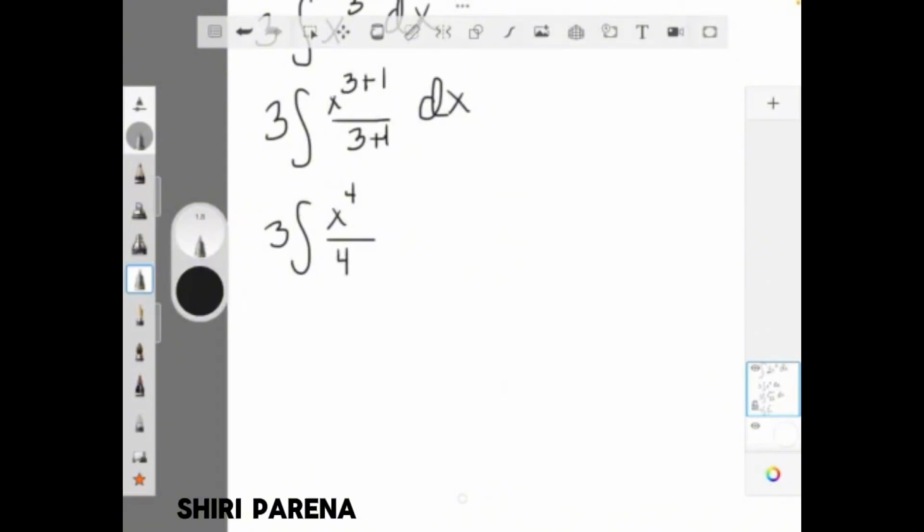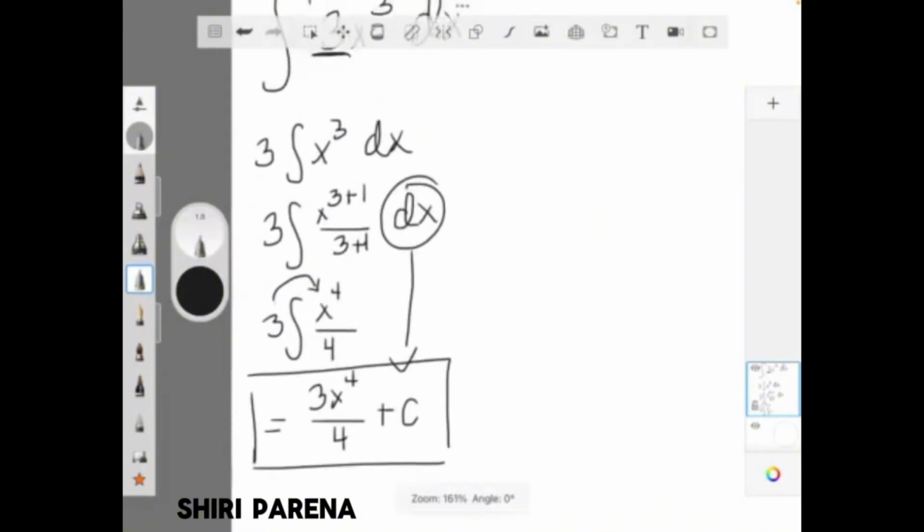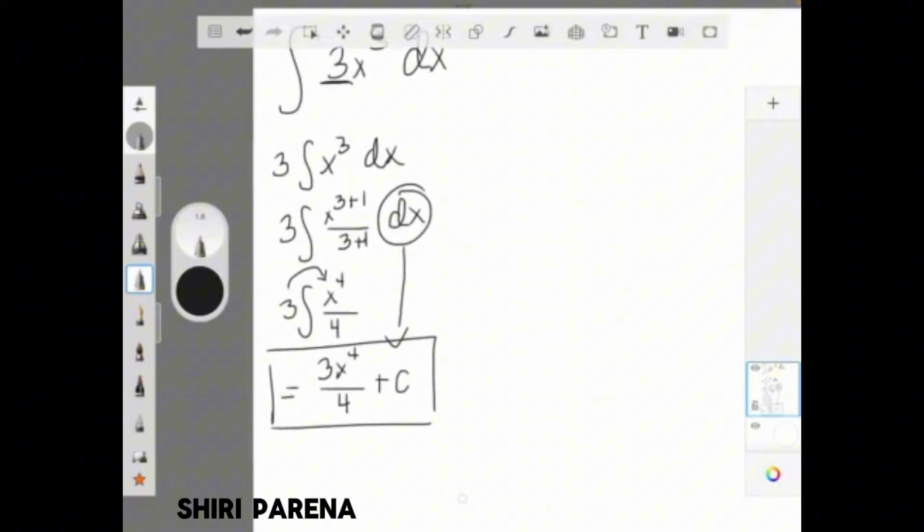Now, what happens if we can't cancel out our constant and our denominator? Hence, we will multiply our constant to our numerator. So it will turn into 3x raised to 4 over 4. And our dx will now turn into plus c. And that's how you solve an integration with the constant rule.